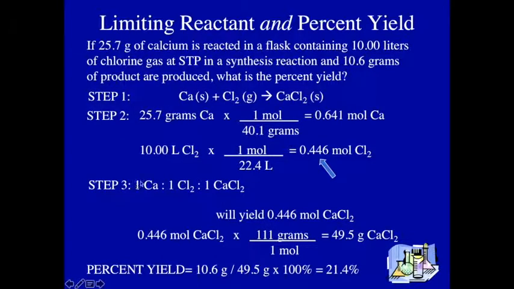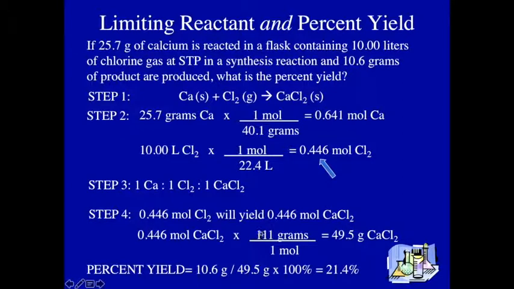Our mole ratio is 1 calcium metal to 1 chlorine gas to 1 calcium chloride formula unit. That is the ratio. And with this, 0.446 moles of chlorine will yield 0.446 moles of calcium chloride. You can see the Cl2, Cl2. But just remember, this is no longer chlorine gas. This is 2 chloride ions in a 1-to-2 ratio with calcium ions.